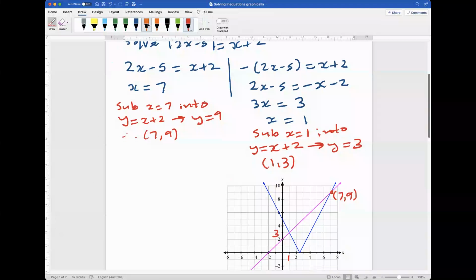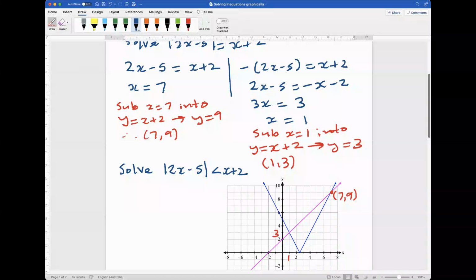Okay, so your question is, when is the absolute value function graph below the linear function? Okay, so remember you've got to solve absolute value of 2x minus 5, and that's going to be less than x plus 2.